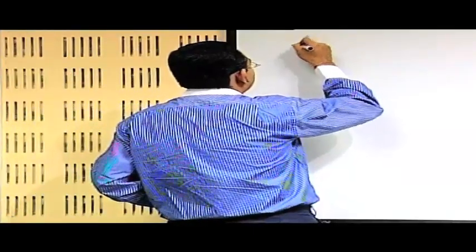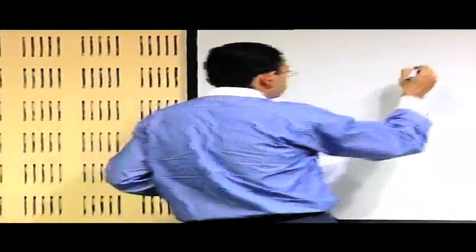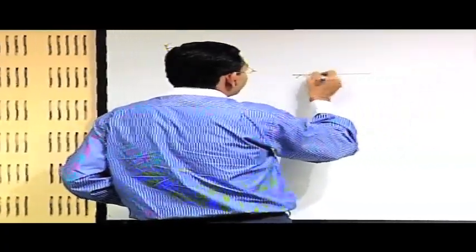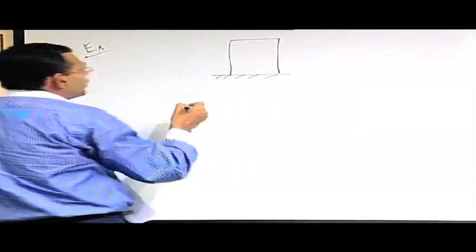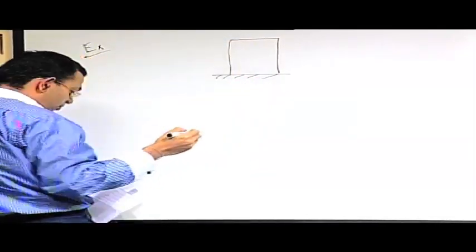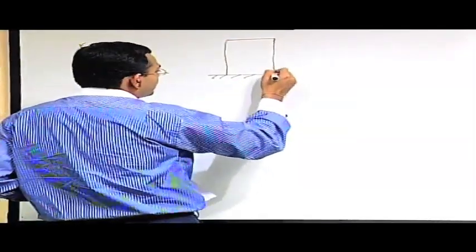So let us consider one example. Say you have a flat plate, but this plate is oriented in a bit of a special way. The dimension of the plate is given.